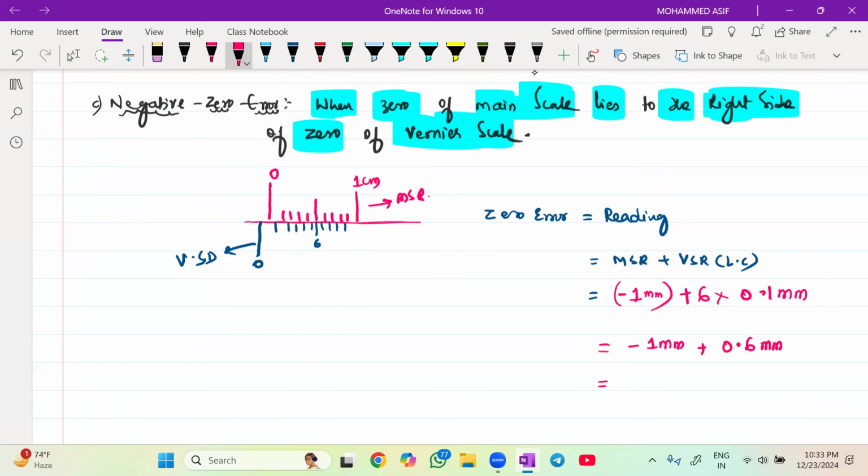So what will be the answer? -1 mm plus 0.6 mm. What will be the answer? Minus 0.4, minus 0.4 mm. Did you understand? Yes, sir. Am I clear? Yes, sir.